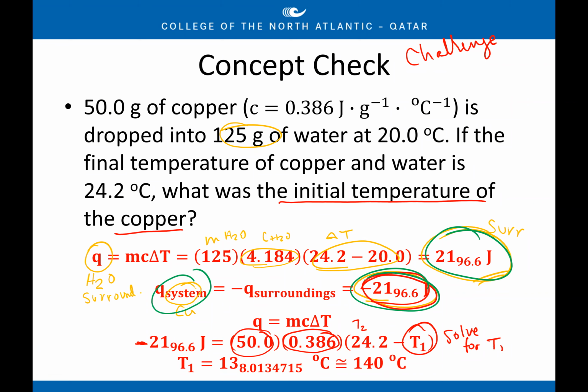The system and surroundings cannot both be negative. They cannot both be positive. They're always opposite in sign. So the surroundings, as you can see here, I'm underlining it in green, is a positive number. The system is a negative number. They cannot be the same. It is literally impossible.